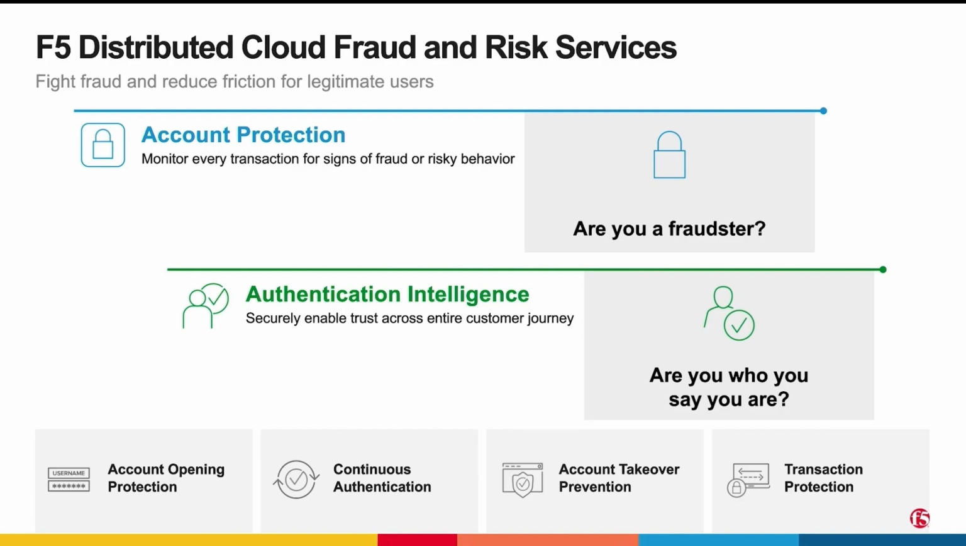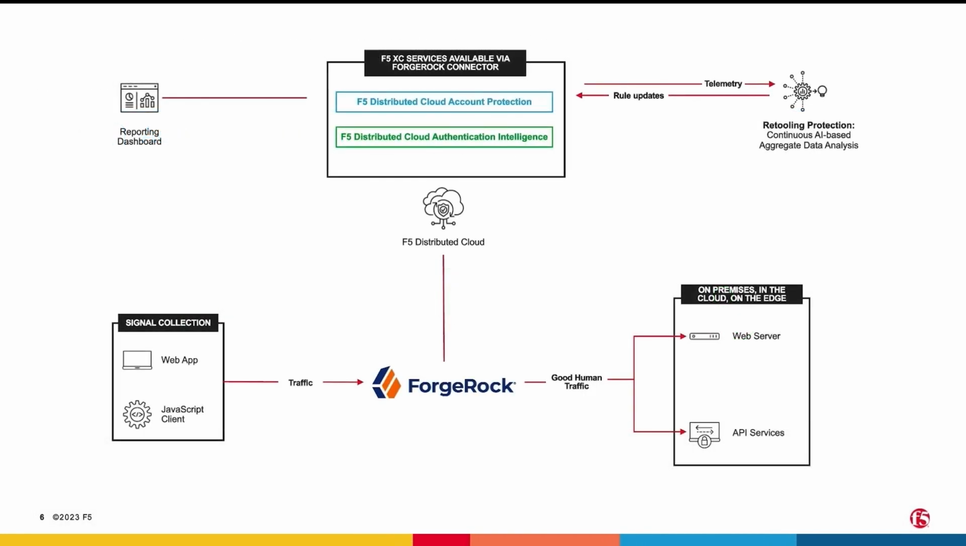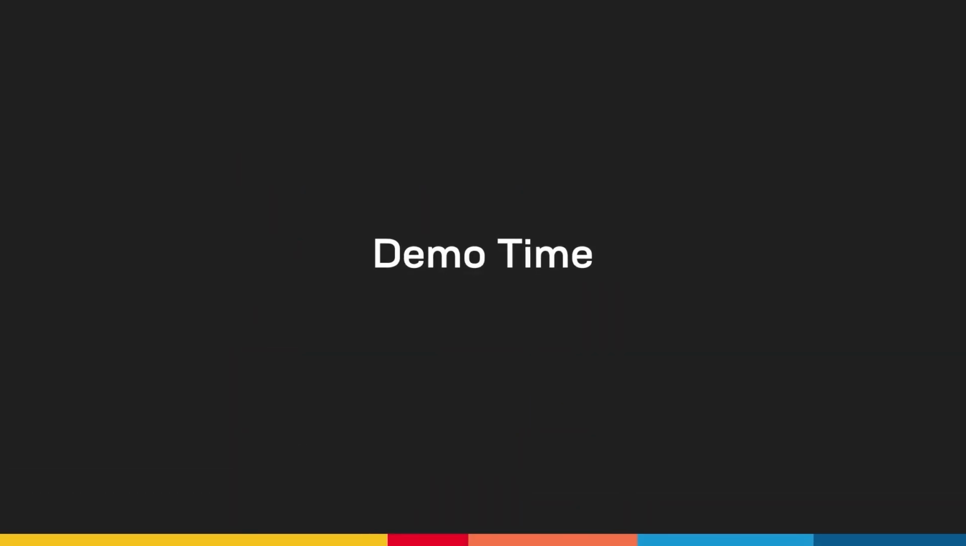With this solution, customers can securely enable trust across the entire customer journey without negatively impacting real users. Available as a SaaS managed service and deployed via a simple plugin connector, Distributed Cloud Account Protection and Distributed Cloud Authentication Intelligence deliver real-world fraud prevention and continually maintain and update their knowledge and capabilities to reduce fraud on an ongoing basis and remove friction from the user experience. Now, let's jump into the product demo to see the service in action.